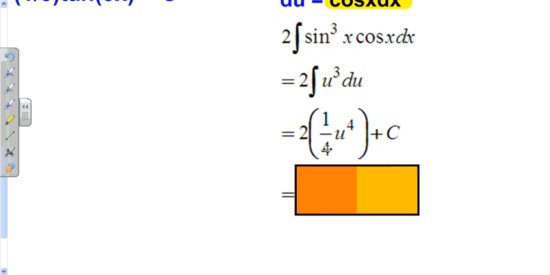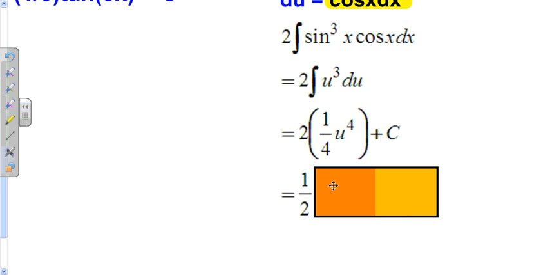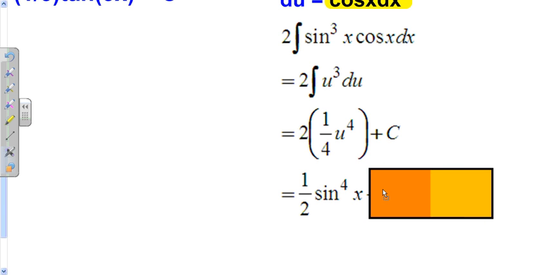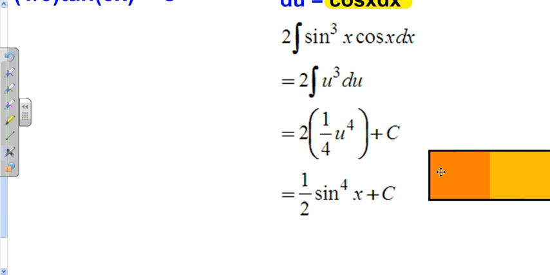Going to have a 1/4 in front to undo that 4th power. Really gives us a 1/2. So then we have a u to the 4th, or u is really sine x to the 4th plus c.